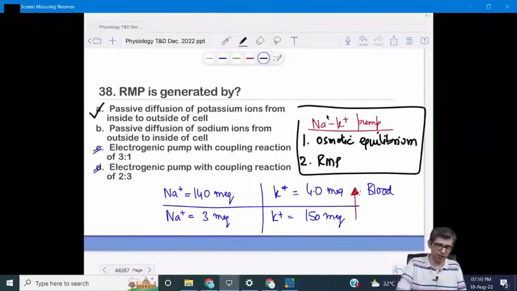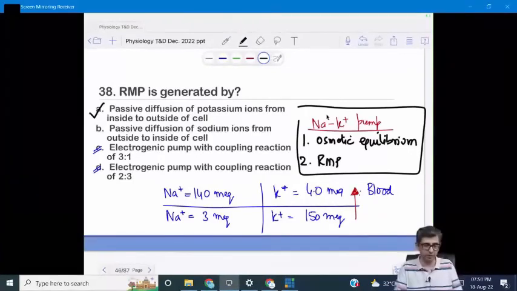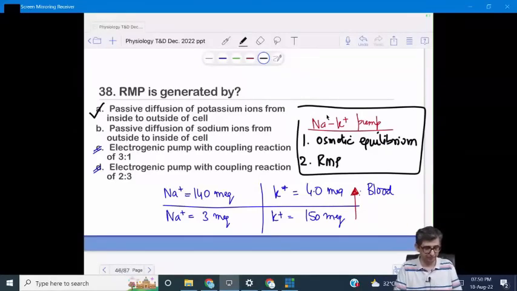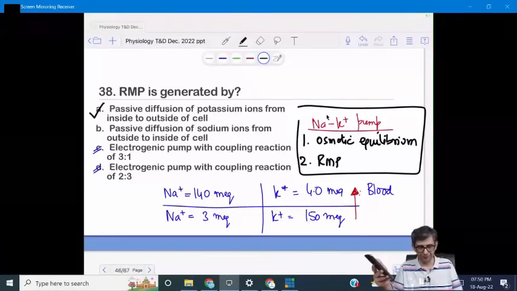RMP is generated by passive diffusion of ions from the inside to the outside of the cells. I mean, the values of potassium inside the cells are huge, a large amount, 150. Okay, good. 38 is A. We come to 39.